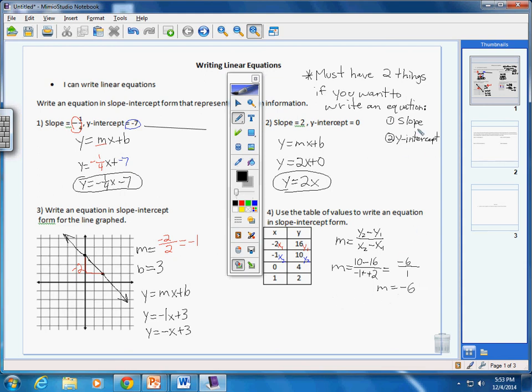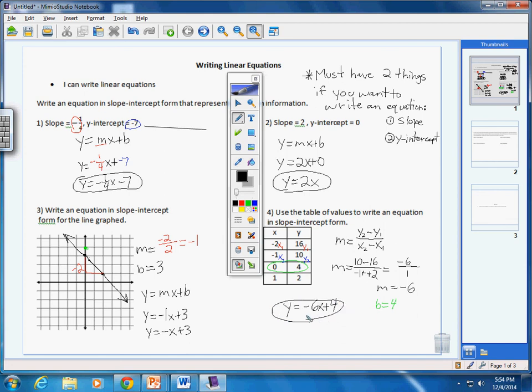Okay, but we still need our y-intercept. So guess what? This is really easy in this example because our y-intercept is given to us. If you were to graph this equation, you would notice (0, 4) is just 1, 2, 3, 4, right here. That's our y-intercept. So b is positive 4. So let's go ahead and write our equation. Hopefully you're already at this point. y equals negative 6x plus 4.